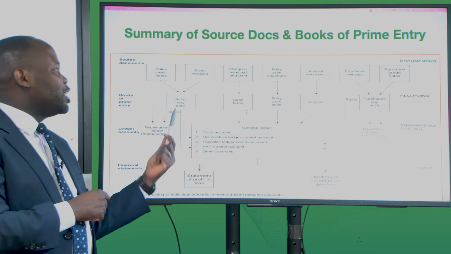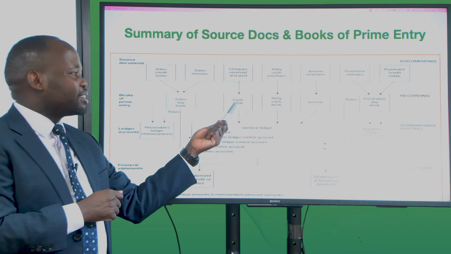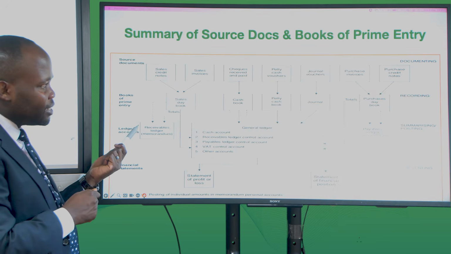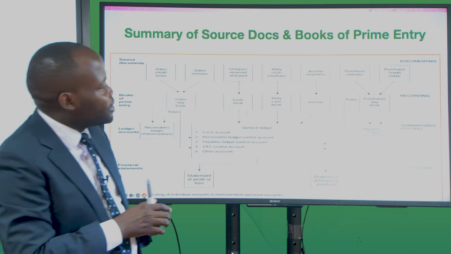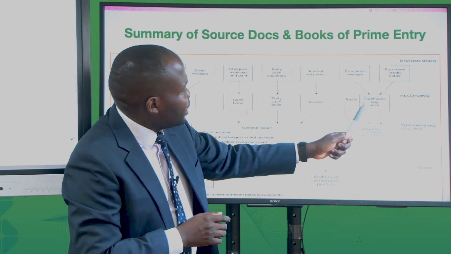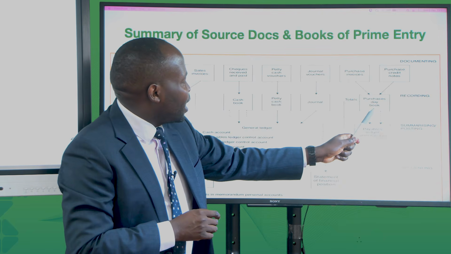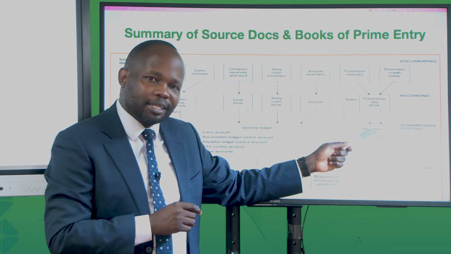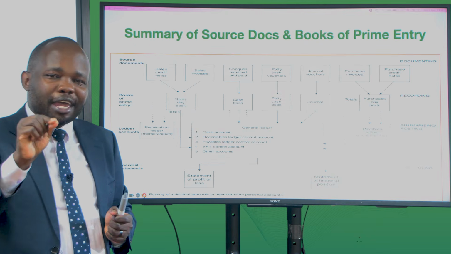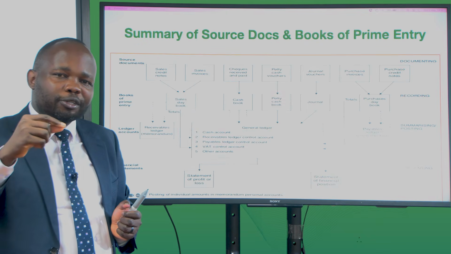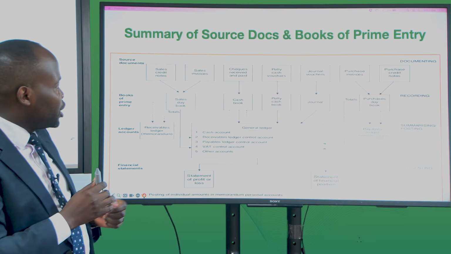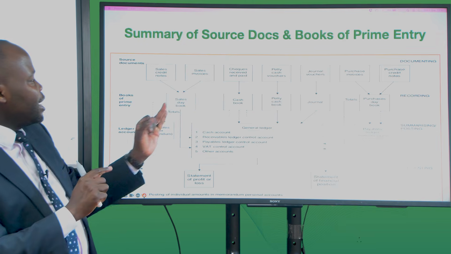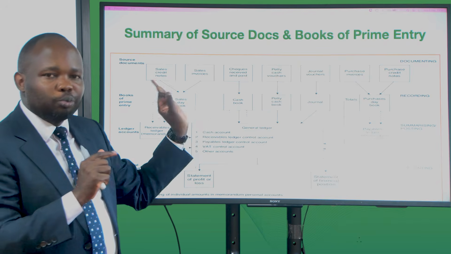Entries in the sales day book and some entries in the cash book go in the receivables ledger. Entries in the purchase day book and sometimes the cash book go in a payables ledger. So note that in a payables ledger, what do we post? Entries in the sales day book, number one, and entries in the cash book.